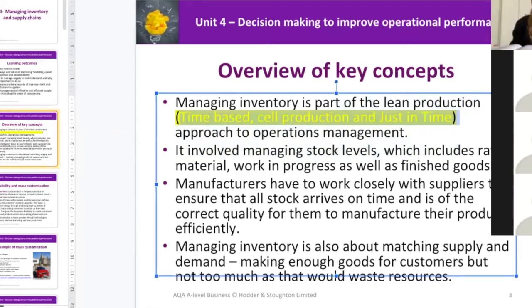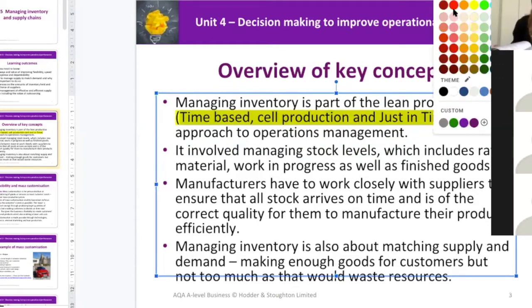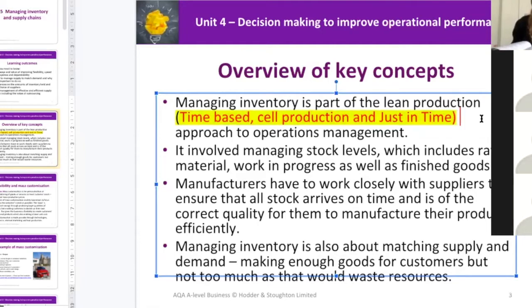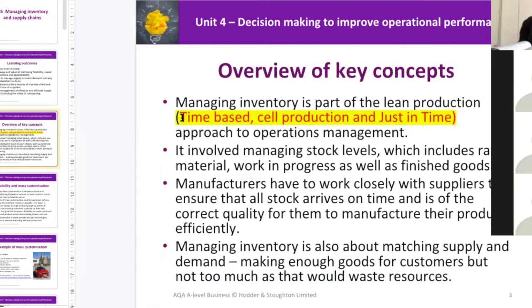I'll quickly show you. Cell production. Good. And one more, time-based management. Okay, so I put the three methods below inventory. The reason I put them here is because they are part of lean production. We're trying to reduce waste. So you only produce when you have orders. So these three methods are within lean production. So managing inventory is also part of lean production, right?